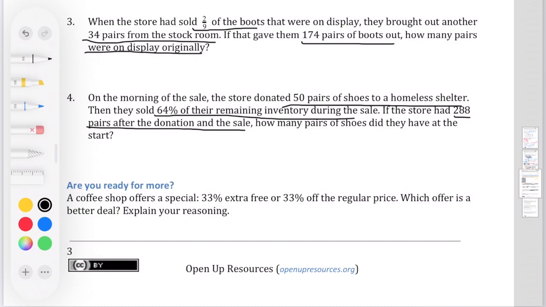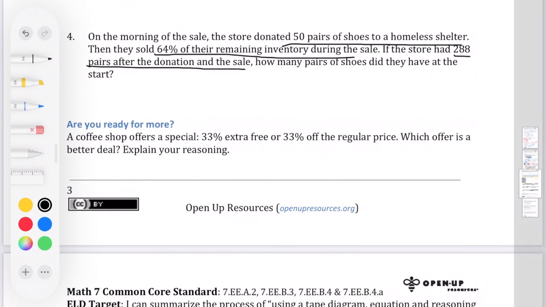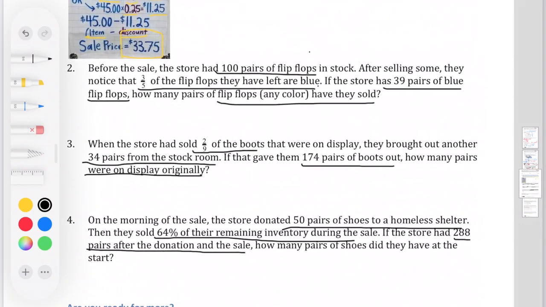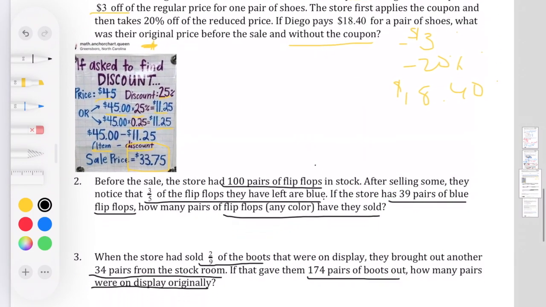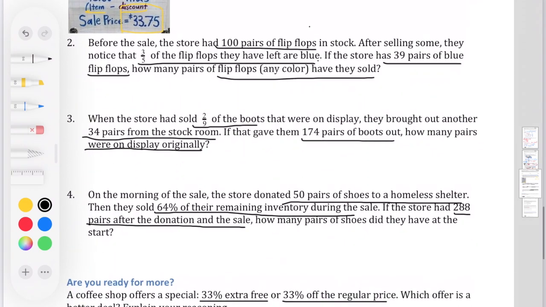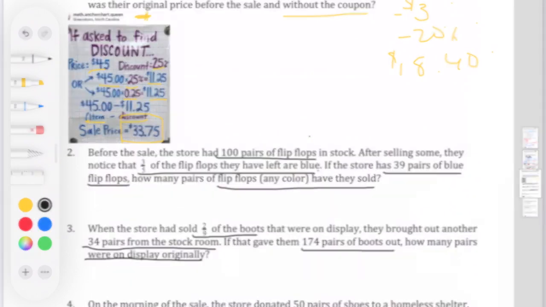And then if you're ready for more, a coffee shop offers a special 33% extra free. So you could get a third more, or you could get a third or 33% off the regular price. Which offer is a better deal? Explain your reasoning. So right now, I want you to go ahead, pause the video, and this may take you 5, 10, maybe even 15 minutes, but I want you to make sure that you attempt each of these, and I'll be back shortly with the answer.